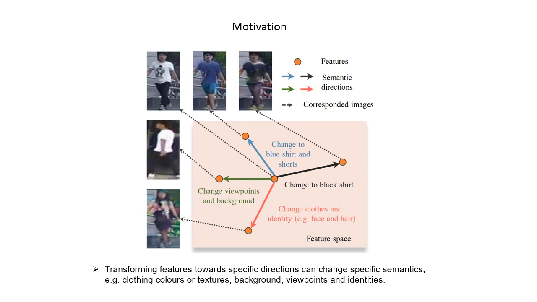Our work is motivated by recent findings that there exist many semantic directions in the feature space. Transforming a feature representation along specific directions can result in a representation corresponding to another image data sample of different semantics. For example, in this figure, features can be transformed towards some directions to change information of clothing colors and textures, such as the blue shirt and shorts. We wish to explore such characteristics in clothing change ReID model training.